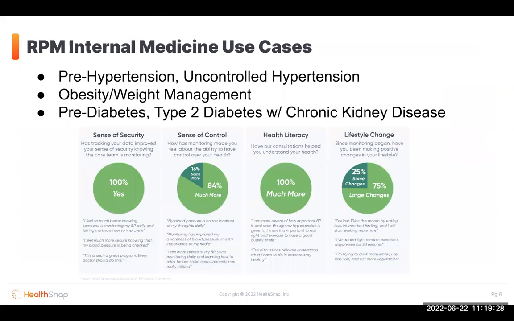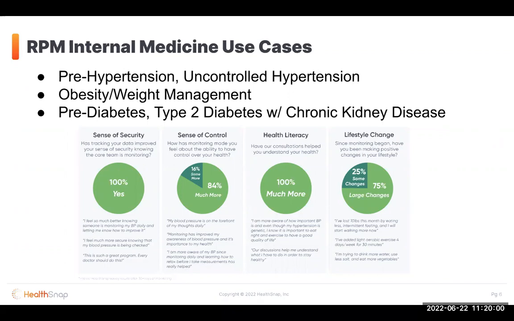So again, we spoke to some use cases, but I just wanted to reiterate the feedback that we've received from our patients specific to the program. Some specific use cases that we see with our internal medicine partners: pre-hypertension, uncontrolled hypertension, weight management, obesity, prediabetes, type 2 diabetes with chronic kidney disease. But we've had a lot of positive responses from our patients enrolled outside of the clinical outcomes themselves.